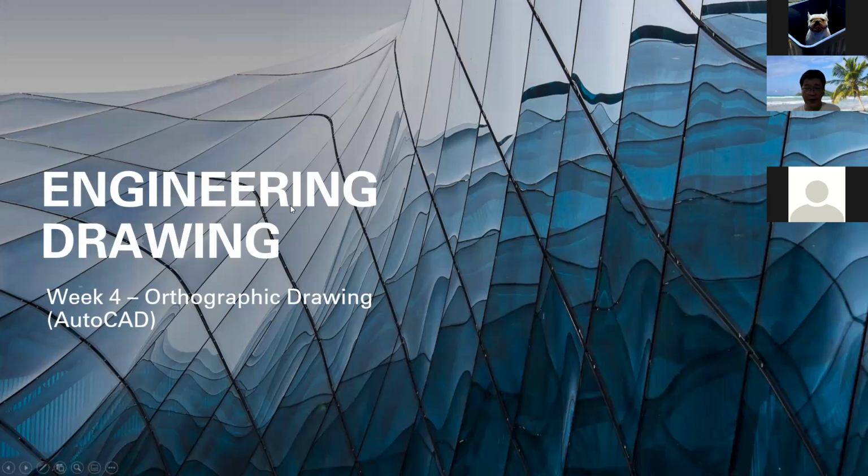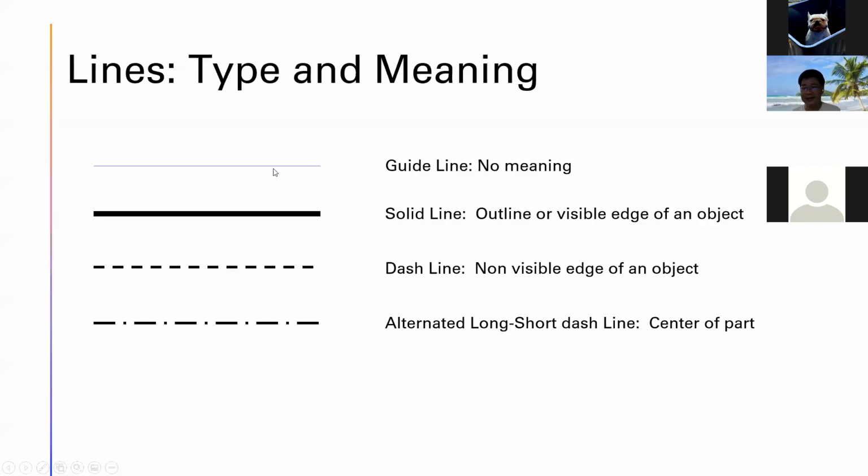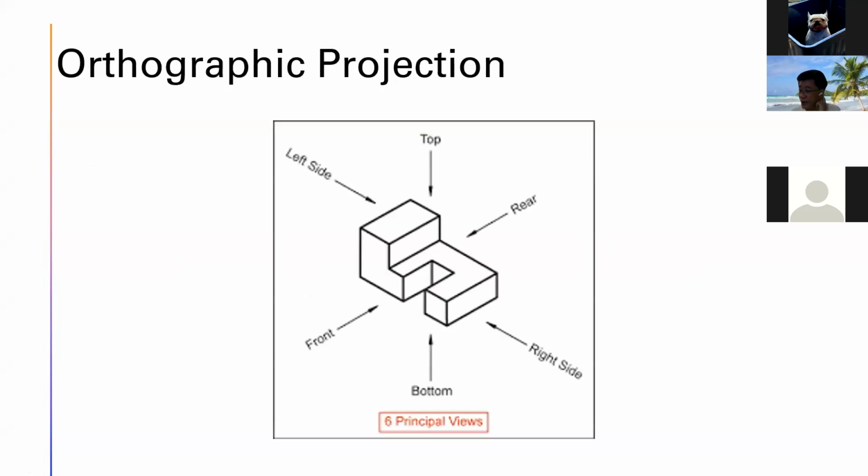Okay, so remind again the line. This line is still applicable in AutoCAD, but we need to set up the layers. It still means the same things: guideline, solid line, dash, and alternate. These are the 4 common lines that we use in drawing, and each line means differently.